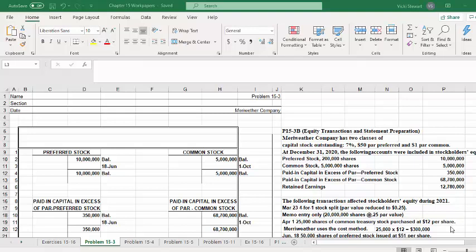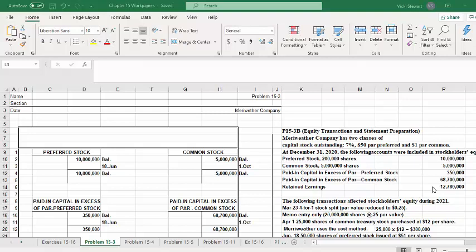This is a demonstration of problem 15.3b, Equity Transactions and Statement Preparation. Meriwether Company has two classes of capital stock outstanding, 7% $50 par preferred and $1 par common. At December 31st, 2020, the following accounts were included in stockholders' equity, and the problem gives us the preferred, common, par values, the paid-in capital in excess of par for preferred and common, and the retained earnings balance.